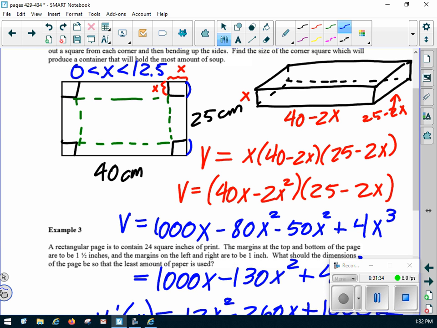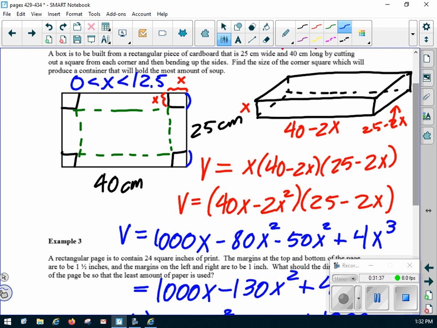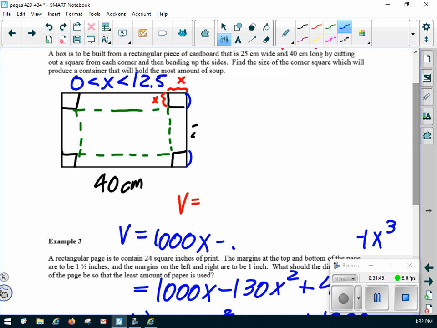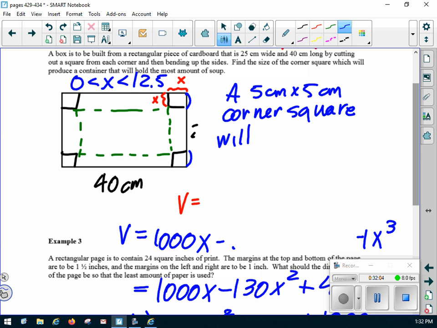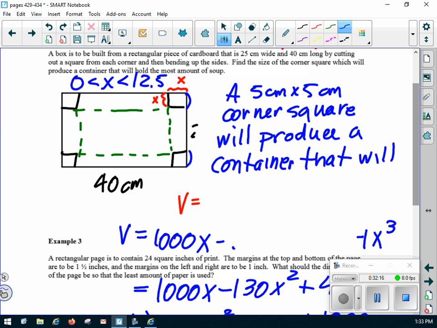All right, so we got x equal 5. Okay, so what does this say? Find the size of the corner square that will produce a container that will hold the most amount of soup. What's the size of the corner square? 5 by 5 what? Okay, so you're going to say a 5 centimeter by 5 centimeter corner square will produce, and I'm reading from the problem, a container that will hold the maximum amount of soup.